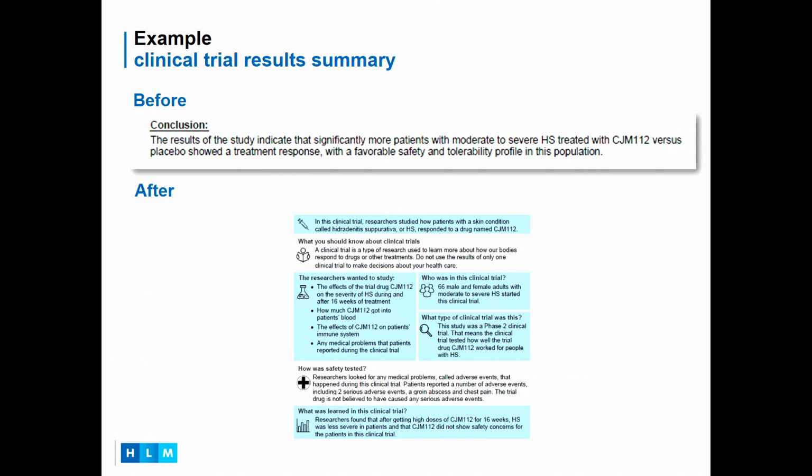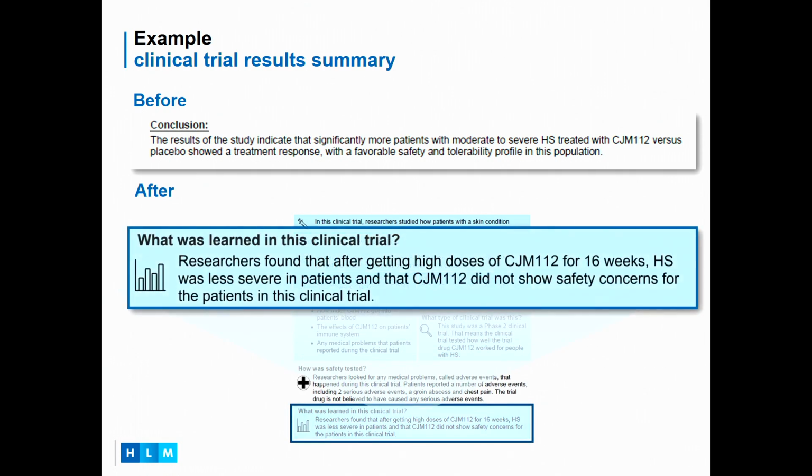So we put it together in a quick summary, an executive level summary for folks, again, using color chunks, clear headings and titles, but very clear information. In the example here, what was learned in this trial is just one piece. So researchers found after getting high doses of this medicine for 16 weeks, the condition was less severe in patients, and it did not show safety concerns for people in this clinical trial. So it gets all the elements that are important for safety, but it explains it in sort of a couple of sentences that seem to work well for people. We test these, and patients really understand it.